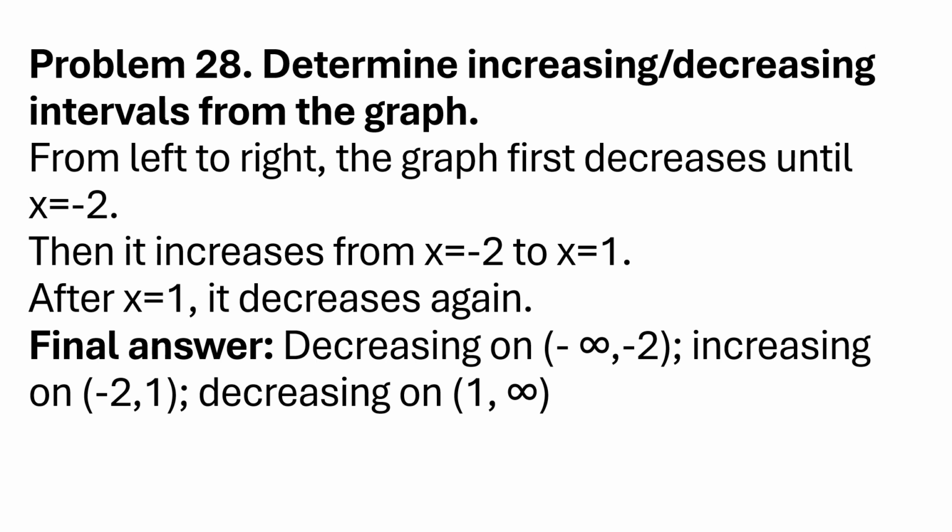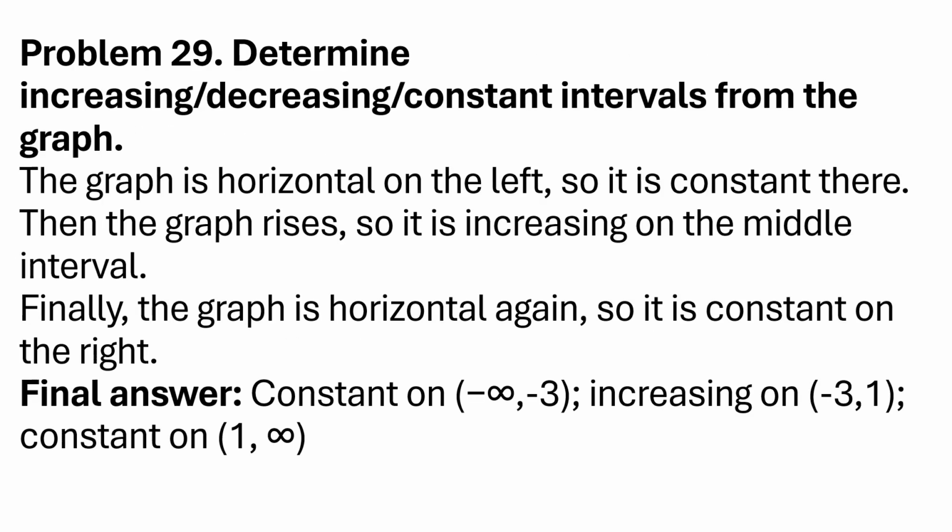Observe the graph. The function remains constant on the left horizontal segment. It then increases along the slanted segment and finally becomes constant again on the right horizontal segment. Therefore, the function is constant on negative infinity to negative 3, increasing on negative 3 to 1, and constant on 1 to infinity.